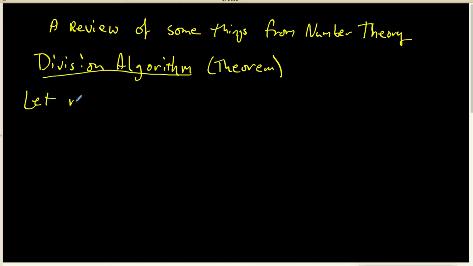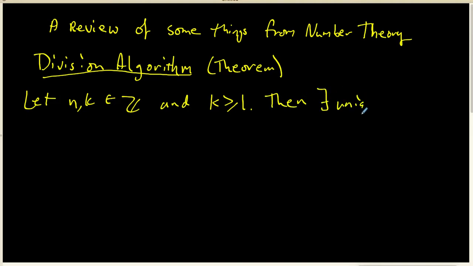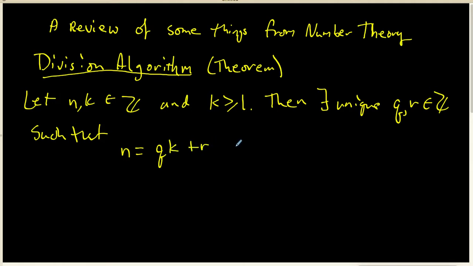So we are going to let n and k be any integers that we want, and we are going to specify that k is at least as big as 1. Then it turns out there exist unique integers q and r such that n is equal to q times k plus r, where 0 is less than or equal to r and r is less than k. There is some vocabulary that is associated with this particular theorem.